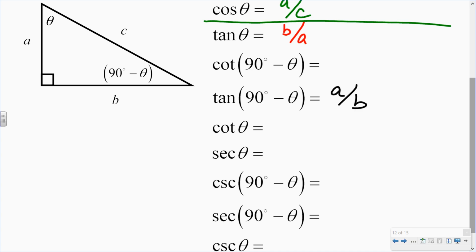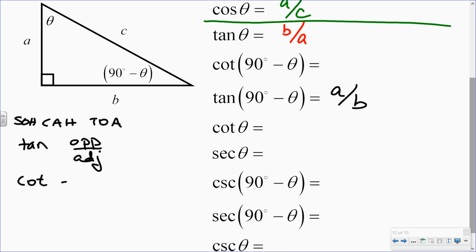All right, now we don't have SOHCAHTOA really for cotangent, secant, and cosecant, do we? So here's what's going on. Let's talk about tangent first. If tangent is opposite over adjacent, if we take the reciprocal of that, so we turn tangent upside down, we have cotangent. We turn opposite over adjacent upside down, and we have adjacent over opposite. So because tangent and cotangent are reciprocals, they're upside down from each other, so the O and A's have to be upside down and also be reciprocals of each other.